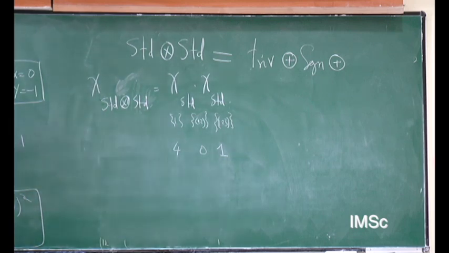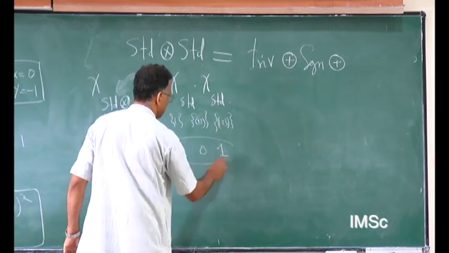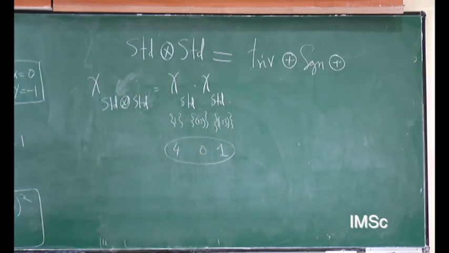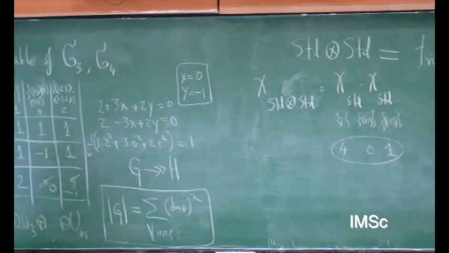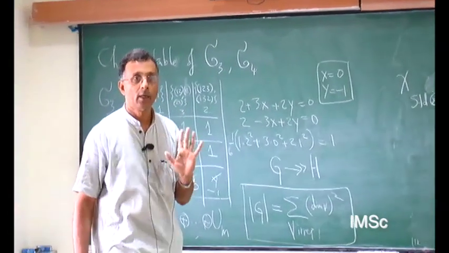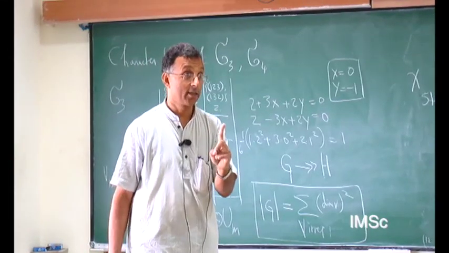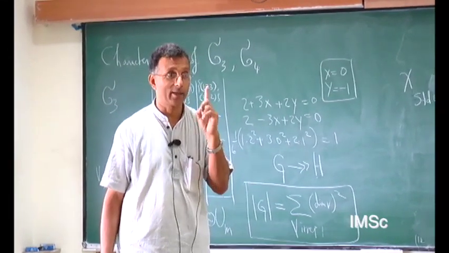I take the inner product of this with this. So it is 4 into 1 into 1, 1 into 1 into 2, that is 4 plus 2, 6, divided by the cardinality of the group, which is 6, which is 1. It better be equal to an integer. If you didn't get that, you made a mistake.